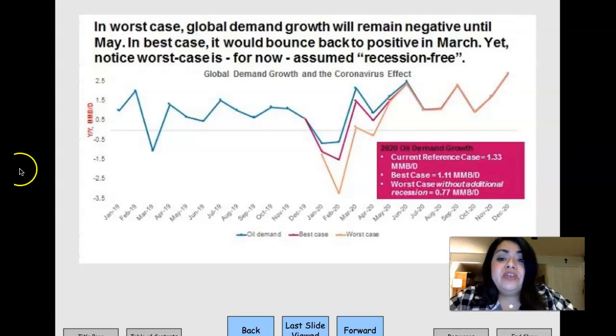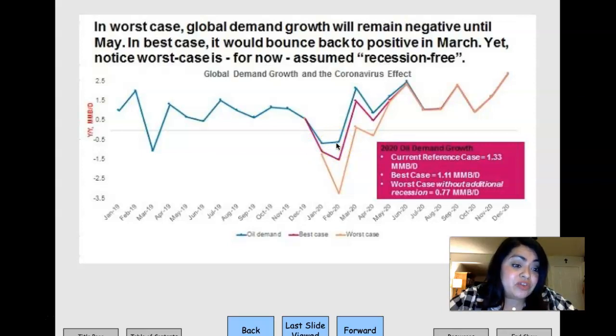Now, if you notice this turquoise line here, this is actually the demand for oil globally. And you can see right about November, December, it started to go down. This is when the coronavirus first started to hit, and they really started to quarantine people towards the end of December into January. You can see that the demand for oil has gone down globally. This is why gas is so cheap right now.